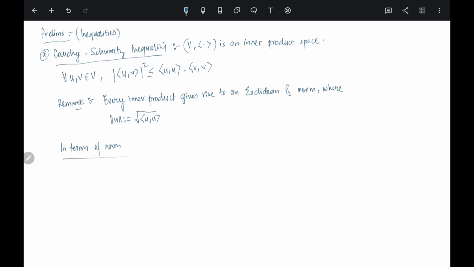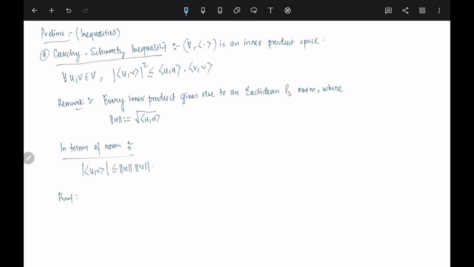In terms of norm, if you are working in a normed linear space, the Cauchy-Schwarz inequality takes this form: the absolute value of the inner product of u and v is always dominated by the norm of u times the norm of v. Clear? So this is the Cauchy-Schwarz inequality. Now let's look at the proof of such an inequality.